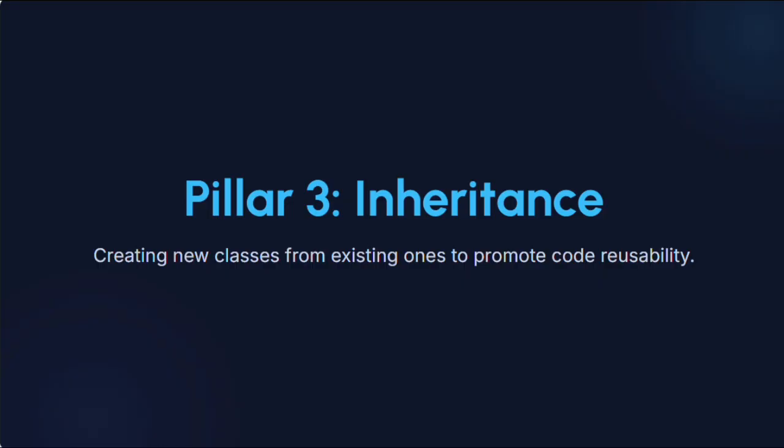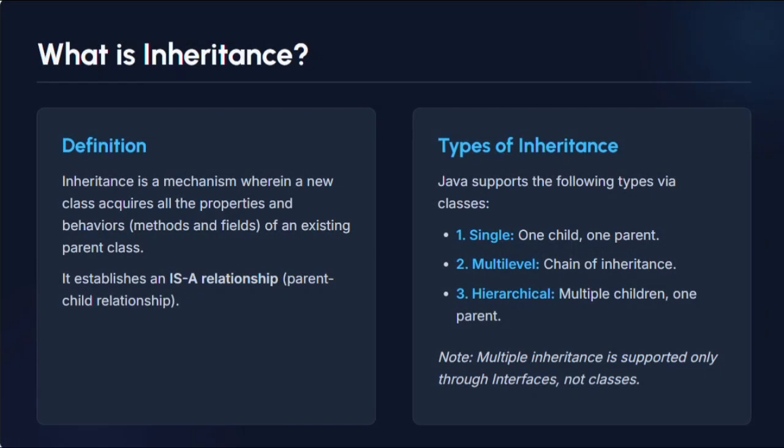It means creating new classes from the already existing ones to promote code reusability. Let's start. Inheritance is a mechanism wherein a new class acquires all the properties and behaviors of an existing parent class. The parent class can also be called a base class. The child class can also be called the derived class. It establishes an IS-A relationship, a parent-child relationship.